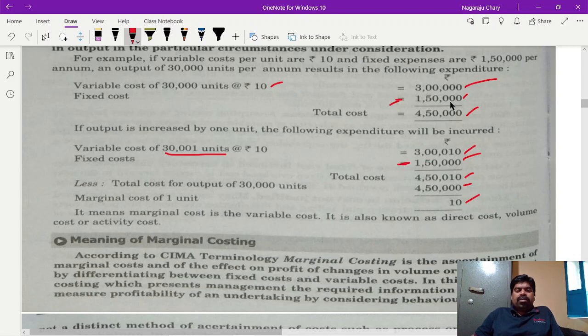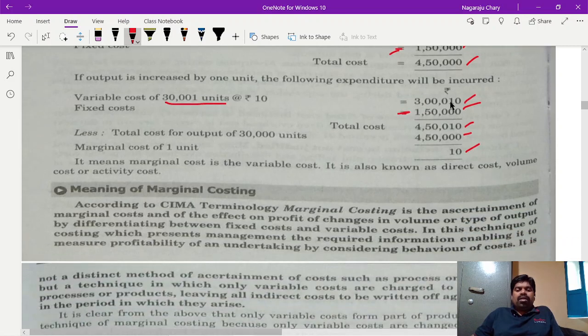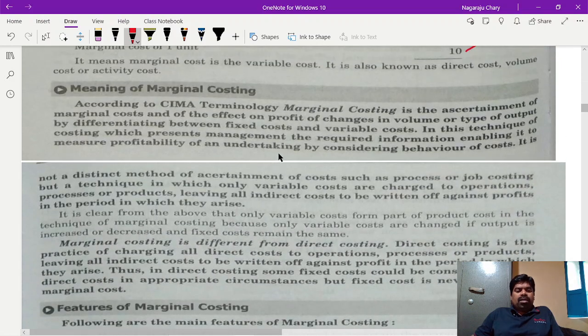So what is going to change? Variable cost is going to change. So that's why variable cost is to be taken into consideration for decision making. So marginal cost is the variable cost. It is also known as direct cost or volume cost or activity cost. So let us see marginal costing. If an additional unit is produced, then whatever cost is incurred is known as marginal cost. Now, how are we going to calculate this marginal cost?